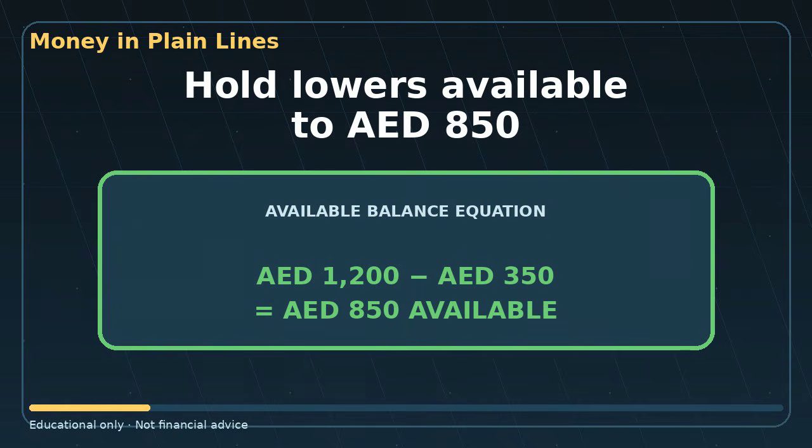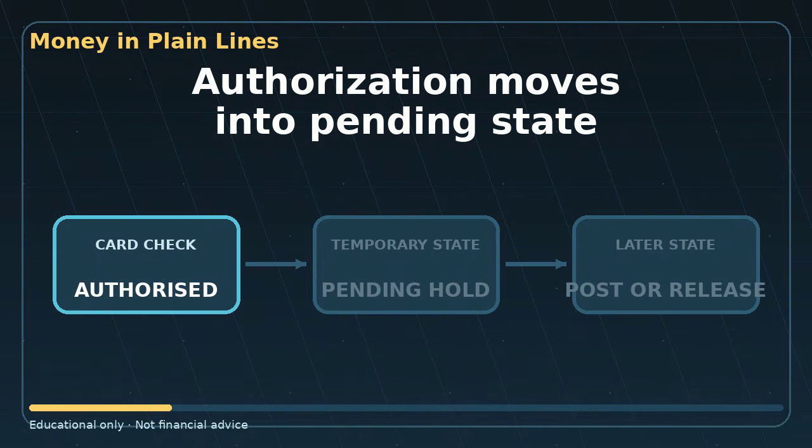A card authorization is a status step rather than the end of every transaction story, because the merchant first checks and reserves an amount, the account records a pending hold, and a later event can post a final charge or release some or all of the temporary restriction.